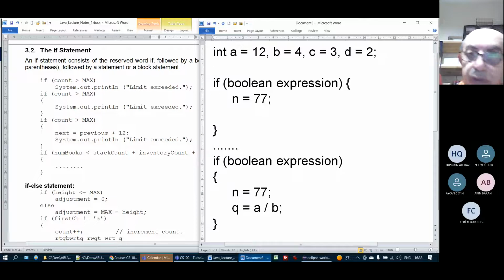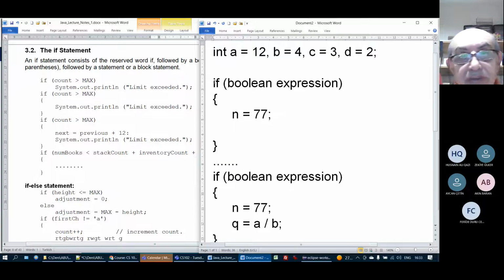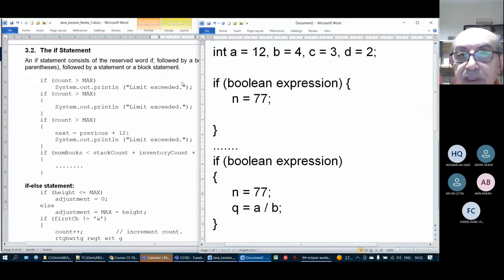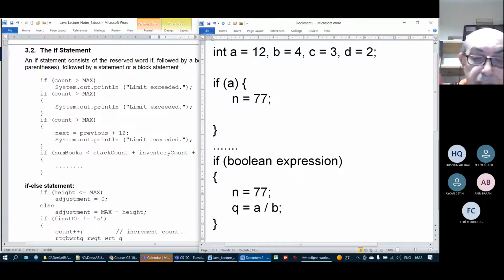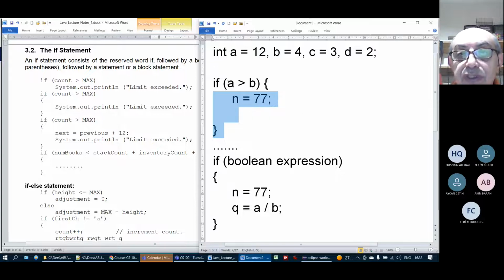Some people prefer putting the open curly brace on the same line. This is my style. I use it like that, but it is perfectly all right if you just put this after the if statement. So repeat, if the Boolean expression is true, A greater than B, for example, then the block is executed. If the Boolean expression here is false, it jumps over and continues with the next statement. If this is true, it executes the block, and continues with the next anyway.